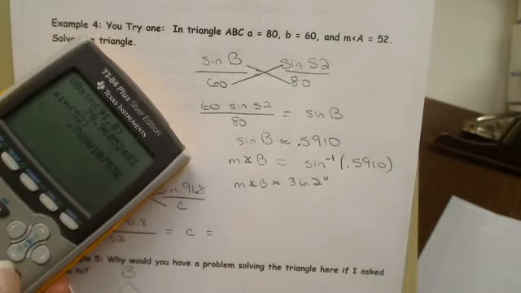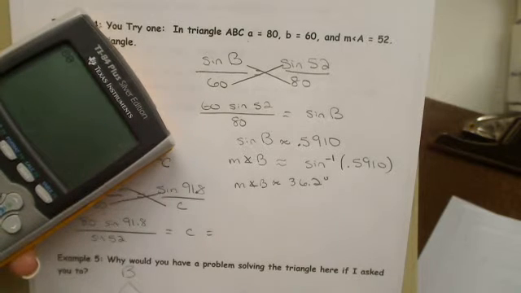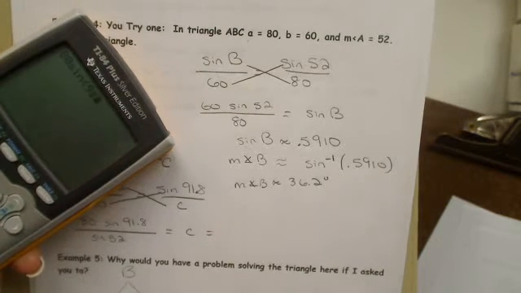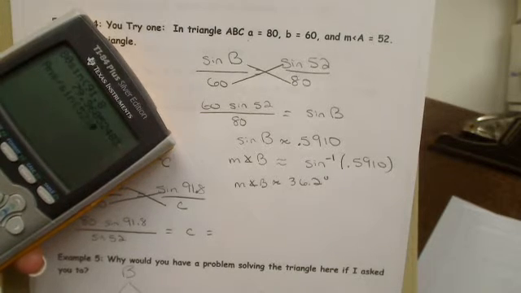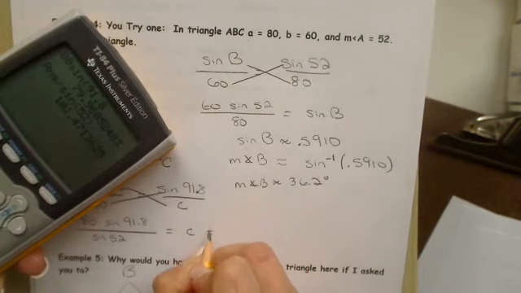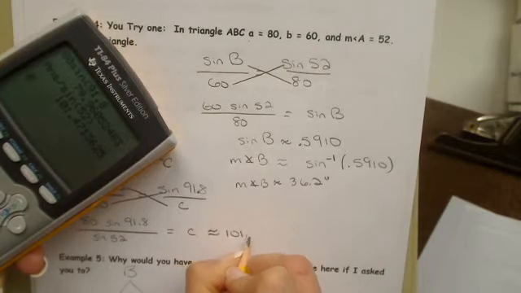Oh, I didn't divide. I keep doing that. I type it in and I don't divide. Sine 91.8 divided by sine of 52. C is approximately 101.5.